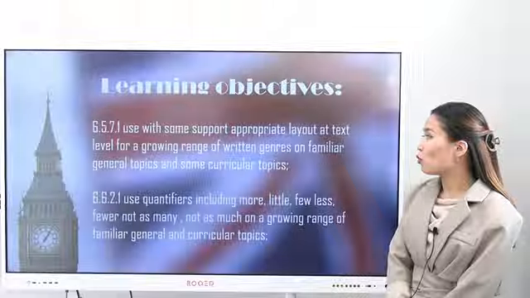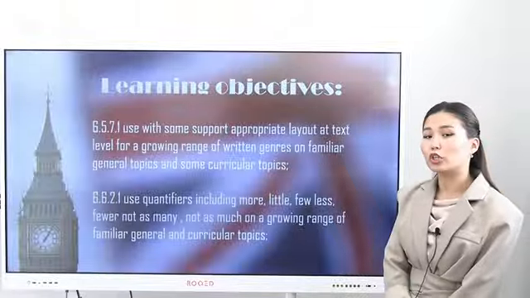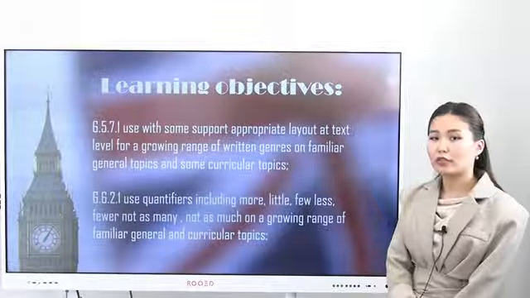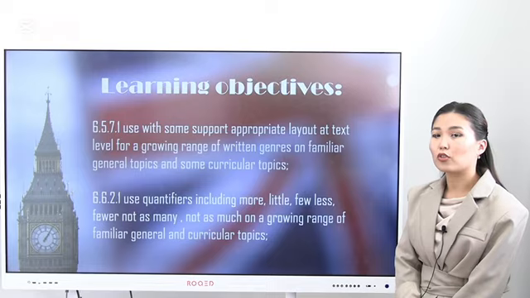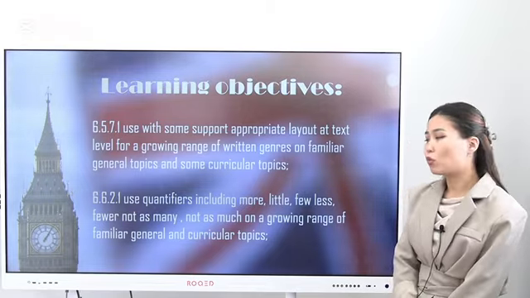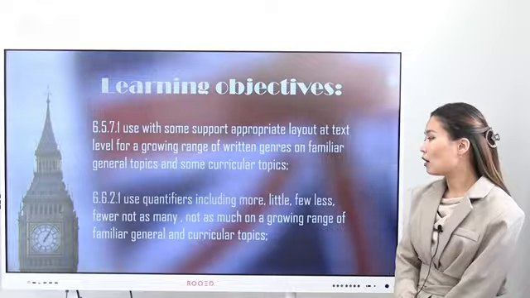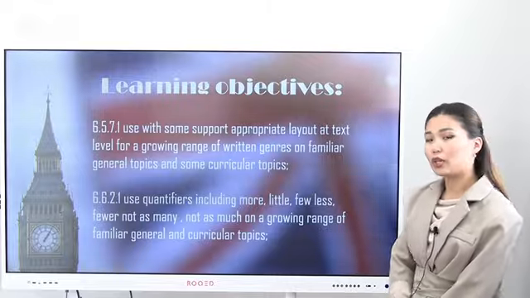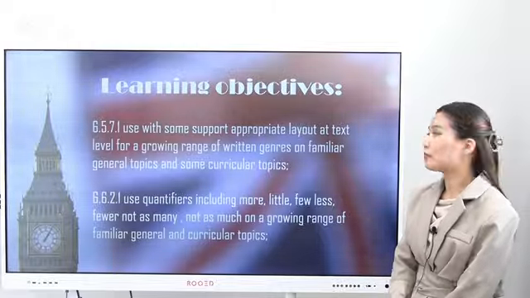Use with some support appropriate layout at text level for a growing range of written genres on familiar general topics and some curricular topics. Next, use quantifiers including more, little, few, less, fewer, not as many, not as much on a growing range of familiar general and curricular topics.